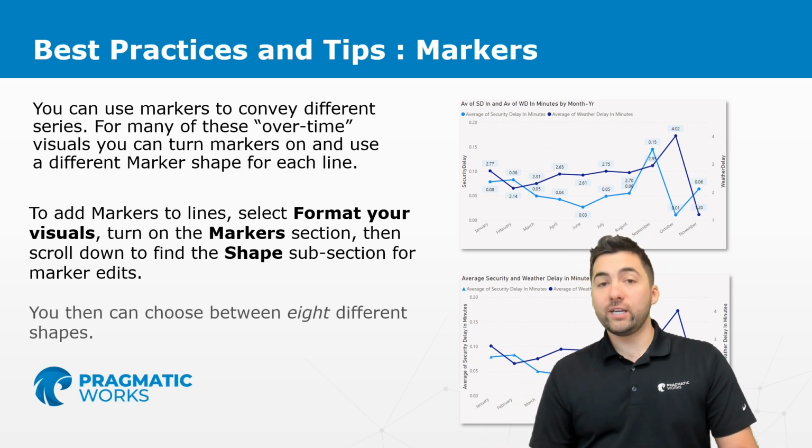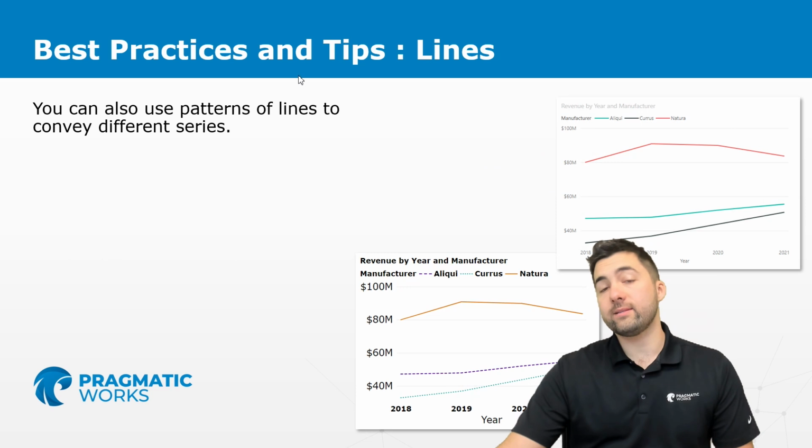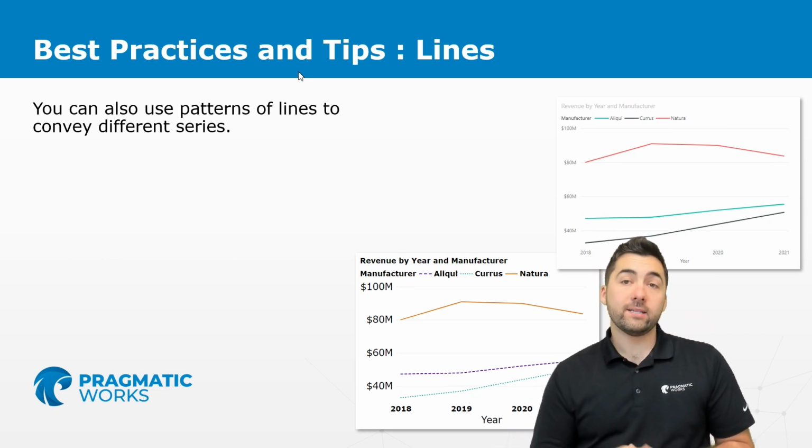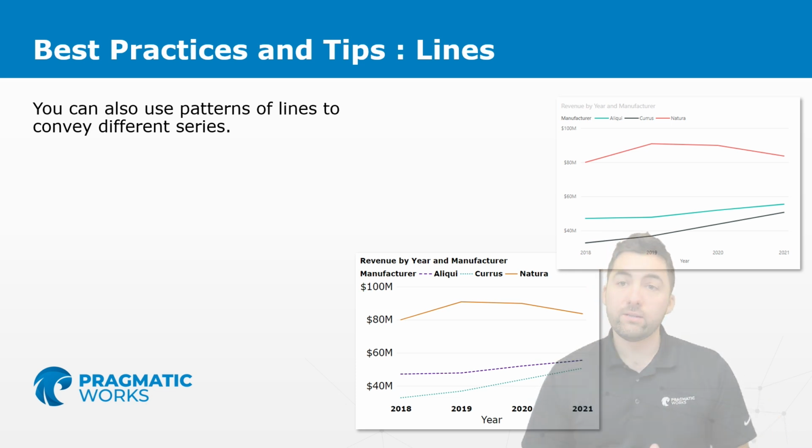Another strategy here for us is going to be our lines. So when it comes to lines, you can use patterns of lines to also convey those different series. So let's say you've got different manufacturers and you're looking at the incomes there. We could compare one to the other. The first one has really not been adjusted for universal design. The bottom one has, and we're including those lines. We can better differentiate outside of just using color what is going on.